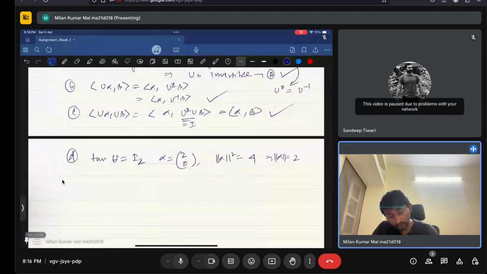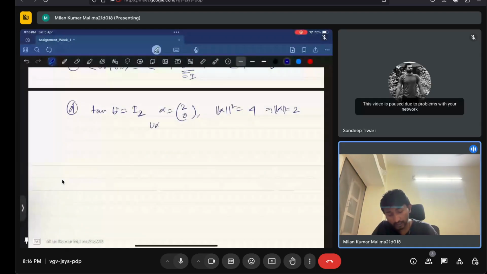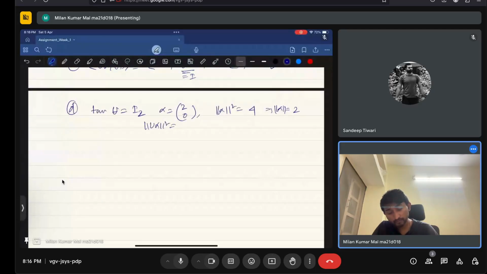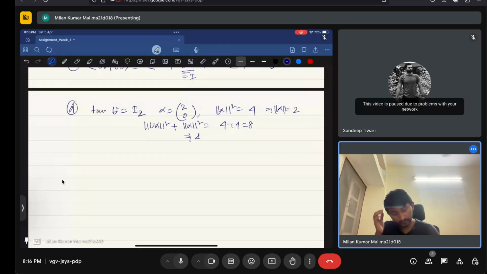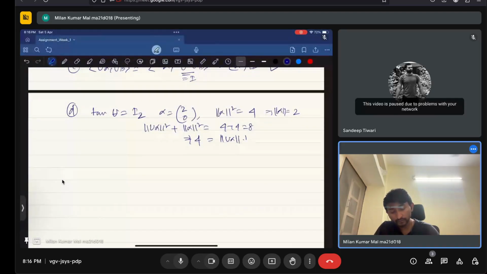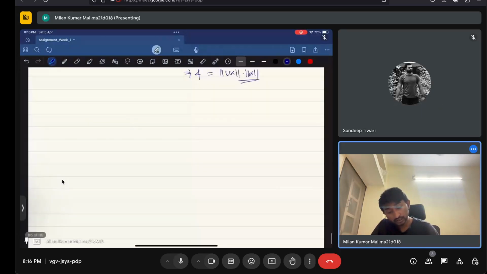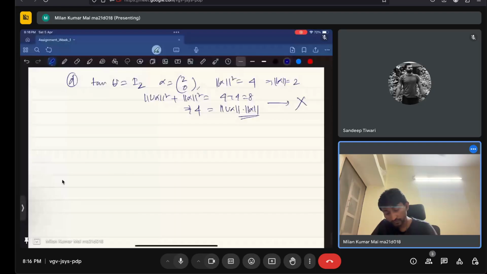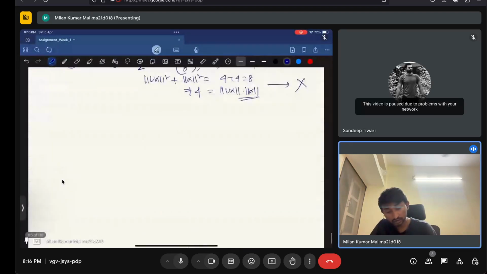So norm of u alpha square is equal to 4 plus norm of alpha square, that is 4 plus 4, equal to 8. But that is not equal to 4, right? And norm of u alpha is 2, and norm of alpha is 4. So therefore this is not true. Yeah. So let's go to another problem.